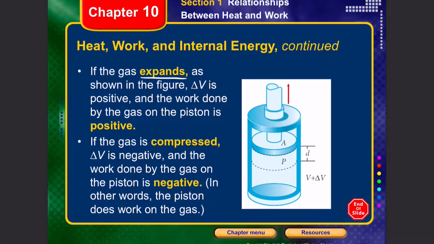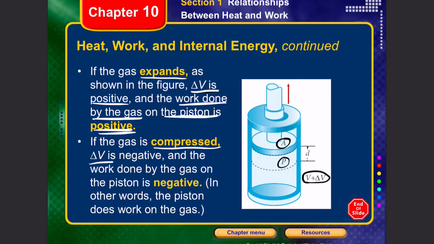Now let's say the gas expands as shown in the figure and you have a change in the volume. You're applying a pressure P over an area A, and you're changing the volume by crossing a distance d. The volume change can be written as V plus delta V. Notice that there are two cases. Delta V can be positive, where the work is done by the gas on the piston, and we call that positive. If the gas is compressed, delta V is negative, which means the change in volume is negative, so the work done by the gas on the piston is going to be negative.